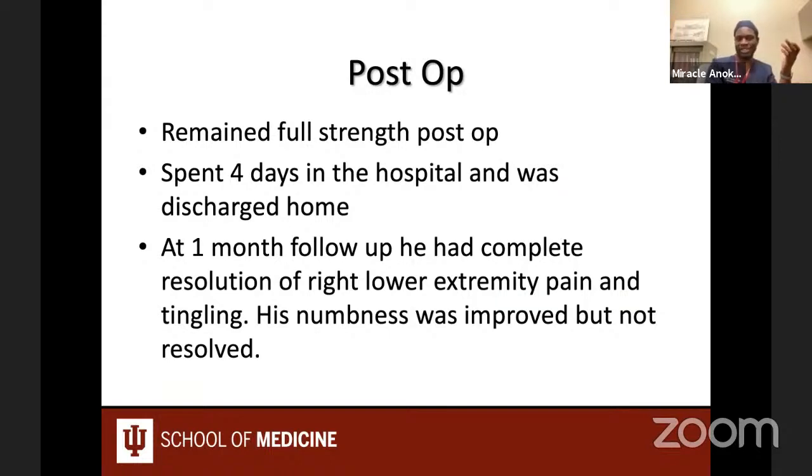And that's what I typically tell patients: your numbness is typically the last thing that we see improve over time. But for most people, it's the pain and the tingling that gets better first.